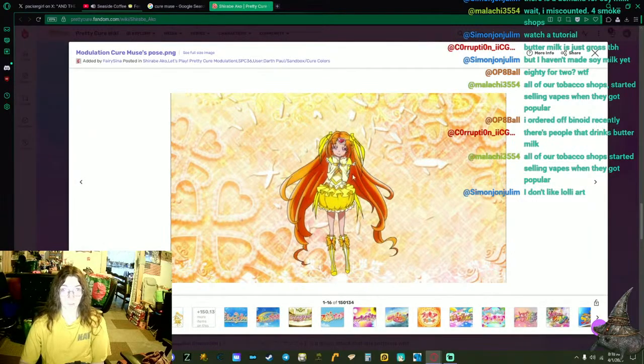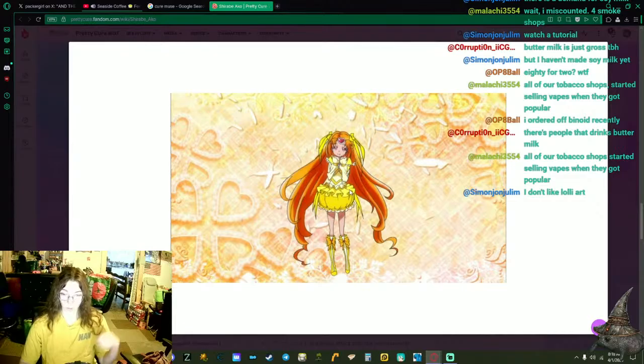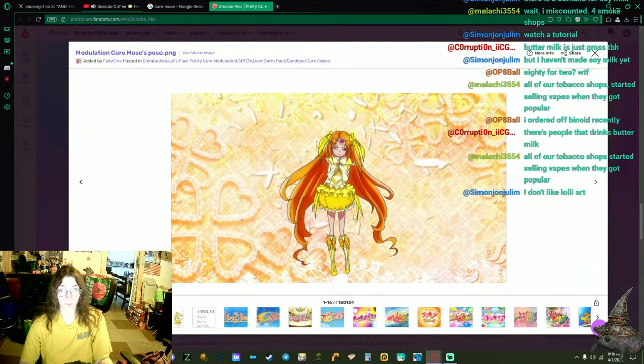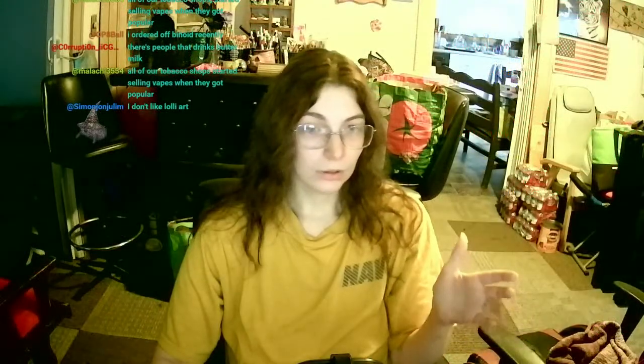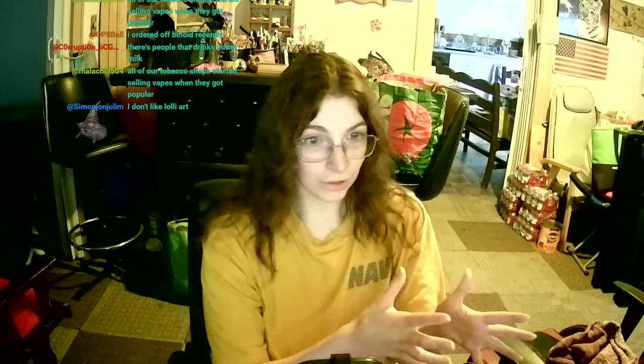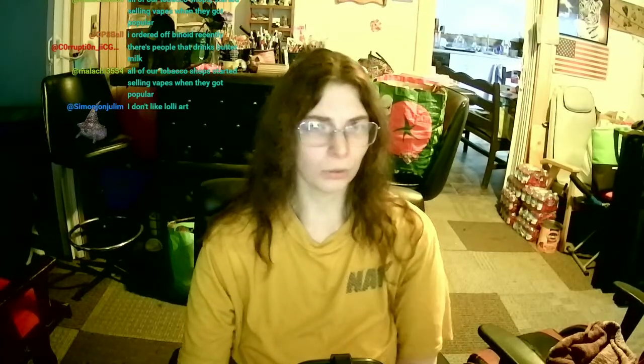This thing is considered to be a lolly, dude. I don't like lolly art. You don't have to like it. That is not what this conversation is about. But you cannot correlate liking lollies to just straight up calling people pedophiles. That's my problem with this entire thing, alright? Because he's straight up like, if you like them at all, you're a pedophile.